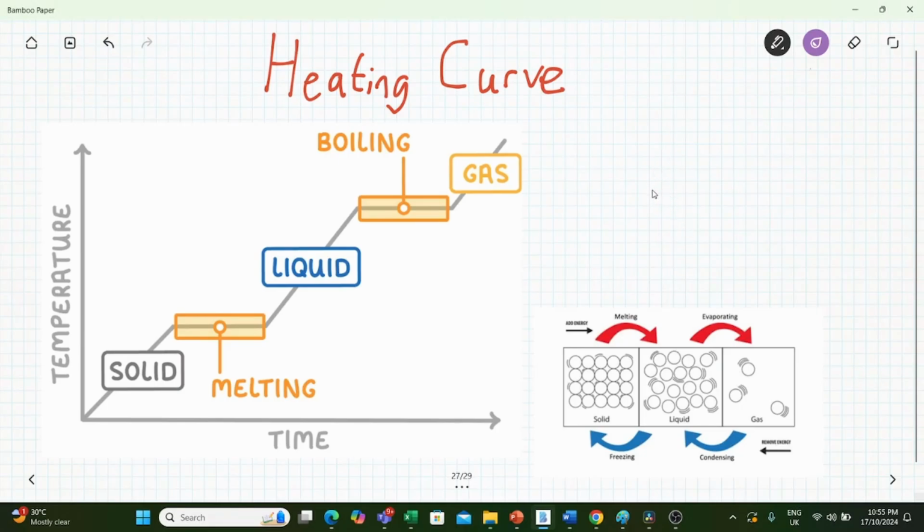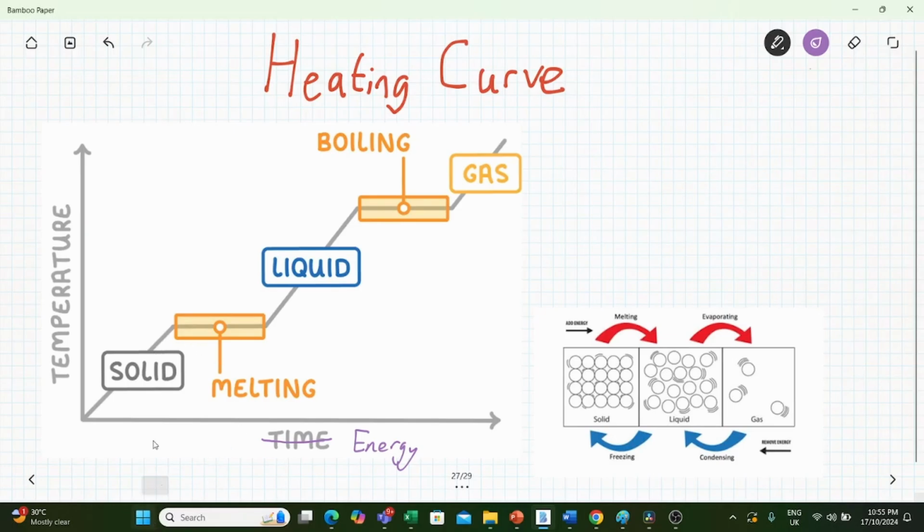Today we're going to be talking about heating curves. This is a heating curve, as you can see on the screen. So let's talk about the features. On the y-axis we have temperature. On the x-axis we have time, although I actually prefer it when it says energy rather than time because it makes it a little bit easier to understand. So exactly what's going on?